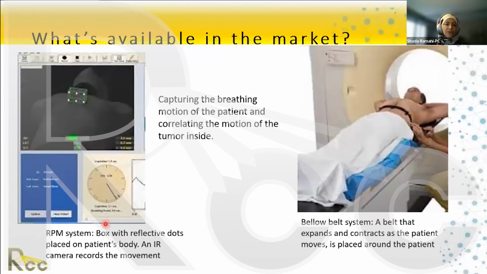Those are just the solutions that you could find in the market. I will not be marketing any product here. No vendor names, but probably if you're working with it, then you know it. As we said, this is a box you put on a patient's chest. It has reflectors, and then it's seen by an infrared camera, and the camera basically tracks the up and down motion of the box. Or you could have a bellows belt system that you put on the patient that expands and contracts, and it moves as the patient is breathing.